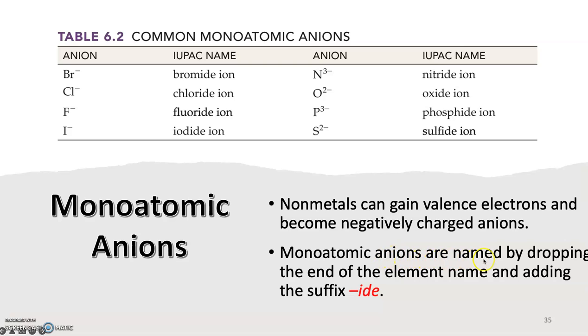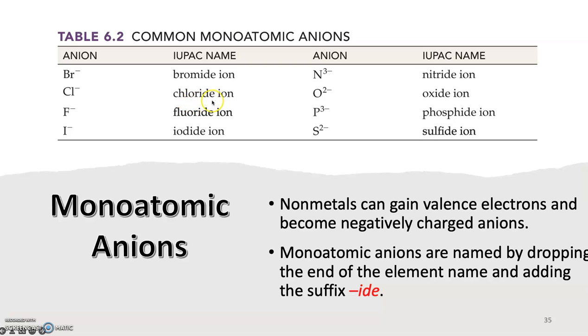Monoatomic anions are named by dropping the end of the element name and adding the suffix IDE. For example, for bromine, you can see that the INE in the bromine name is dropped and then replaced by IDE. So from bromine to bromide ion when bromine gains one electron. Another example is chlorine. When chlorine gains one electron, it becomes a chloride ion.